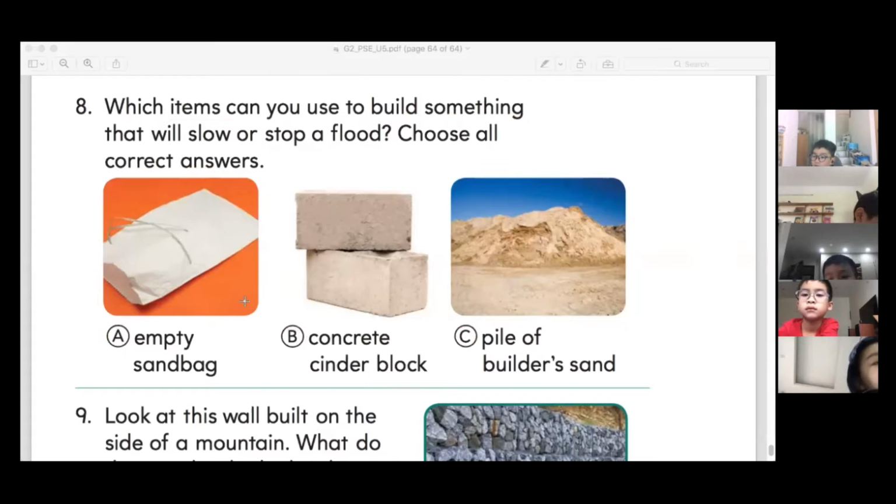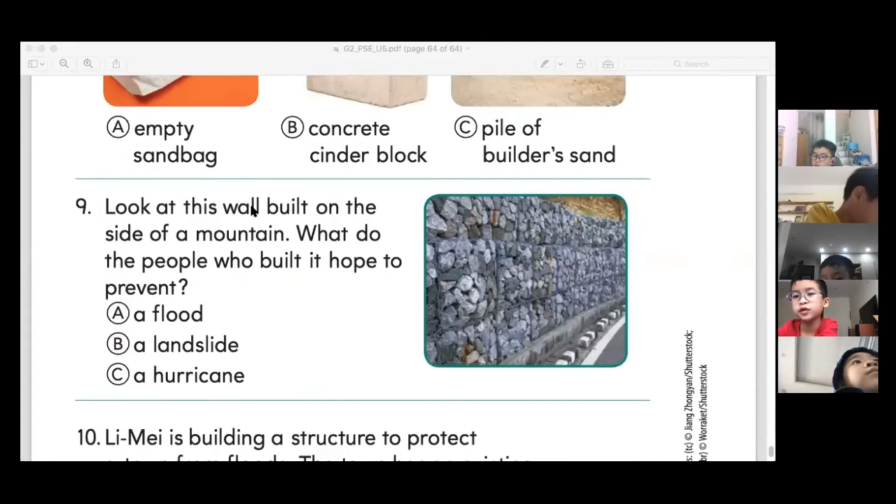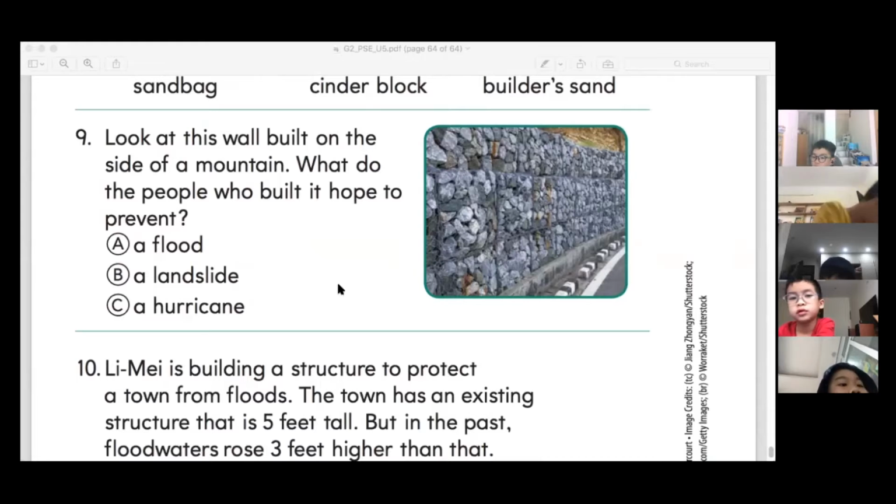Number 9, look at this wall built on the side of a mountain. What do the people hope it will prevent? Sino, what will the people hope it will prevent? The people hope it will prevent a landslide. Nice, good work, Sino. Everyone check your X.